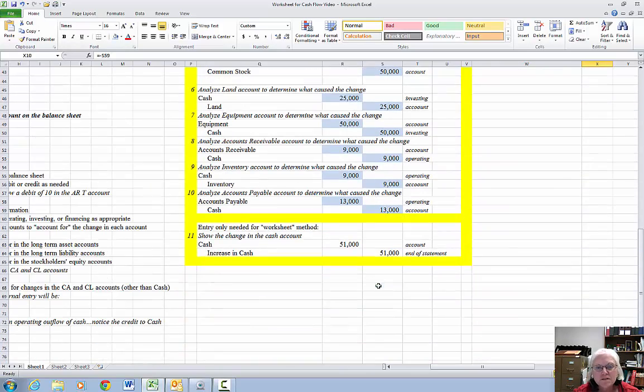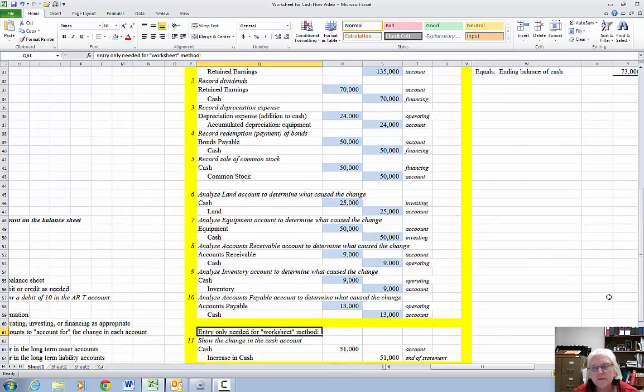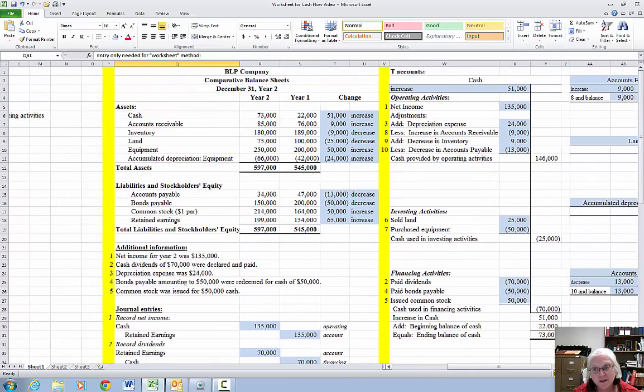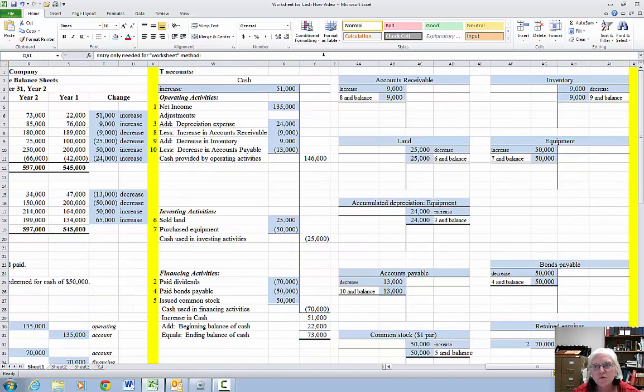All right, if you'll notice, I have something here, but it's only needed for the worksheet method, so I'm not going to go there right now. We'll do that in the next video. So I'm going to keep it with the T account method now. So we look over our T accounts. Every account has been taken care of.